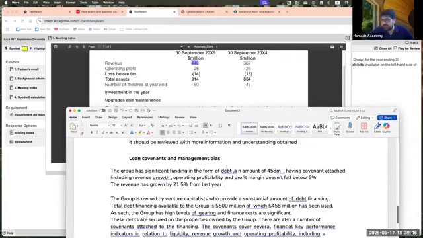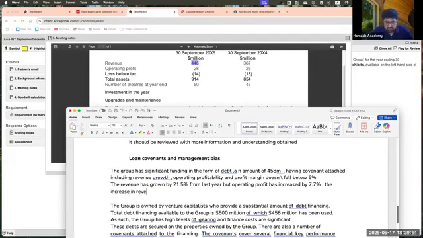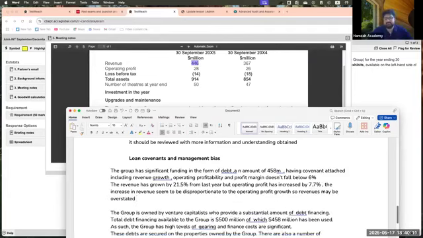And the next is operating profit, but operating profit has increased by a very small amount, not 6.4%, 7.7%. So the increase in revenue seemed to be disproportionate to the operating profit growth. So maybe revenues may be overstated.